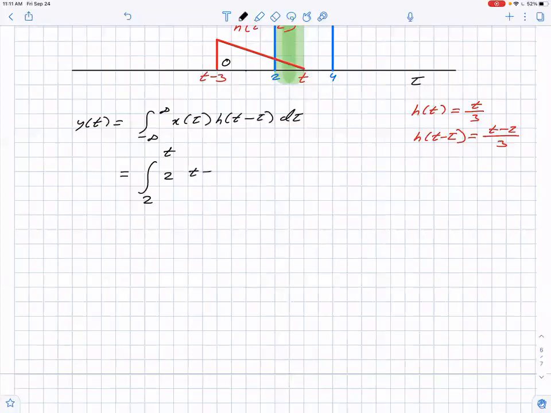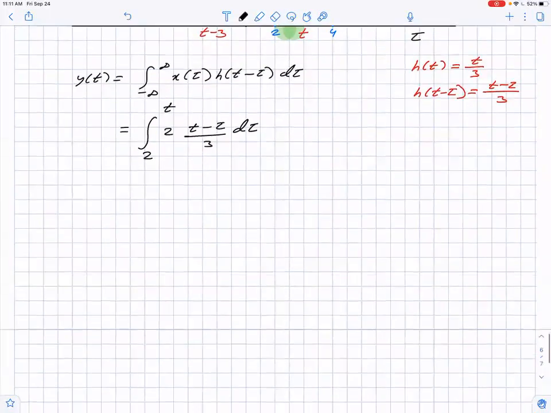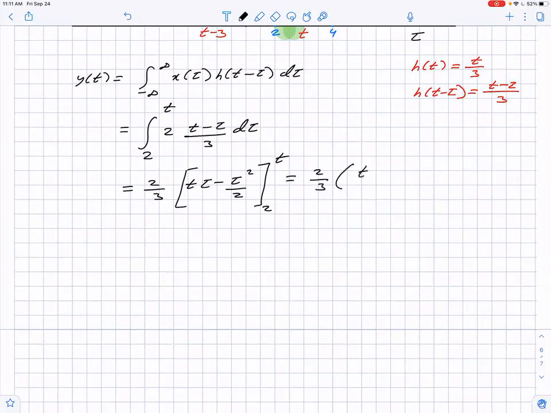So that is the expression for h of t minus tau. Let's write that here. And then we integrate with respect to tau. 2 by 3 is a constant, and we get t tau minus tau squared by 2. We apply the integral limits, and when we evaluate this, after some algebra we should get 2 by 3 times t squared by 2 minus 2t plus 2. So this is the expression for y of t in the second region.